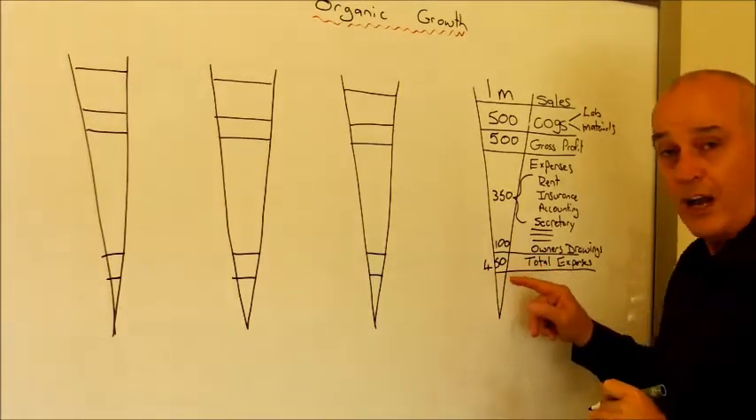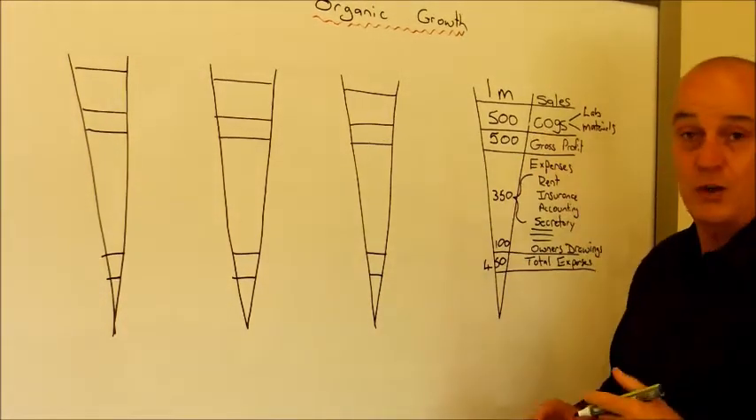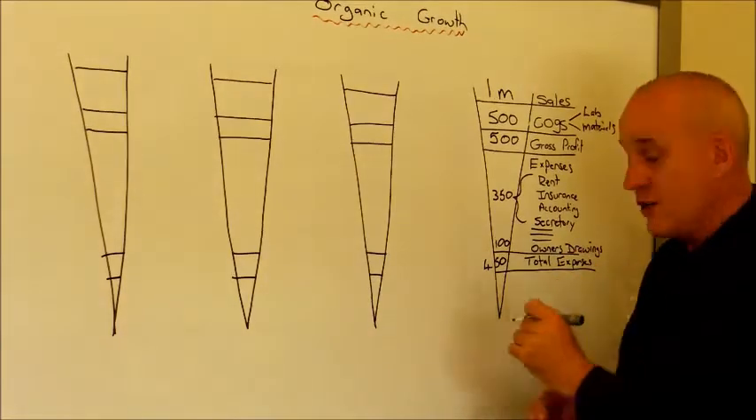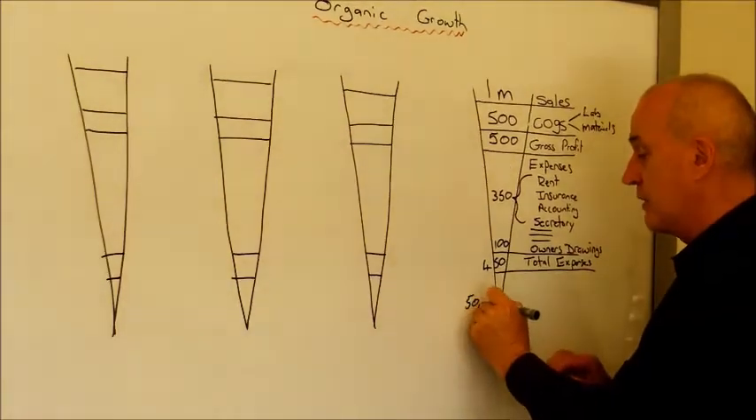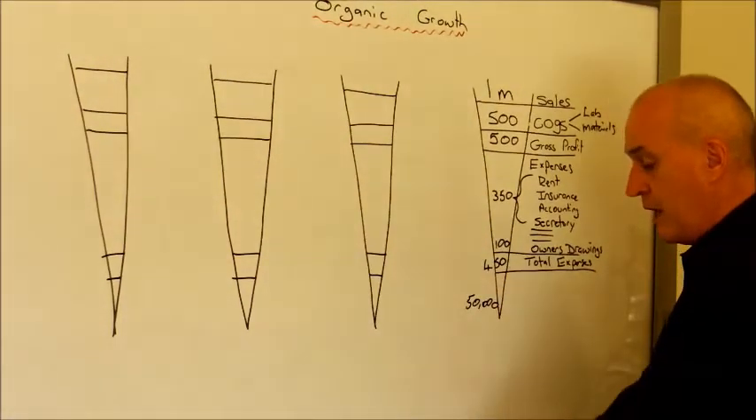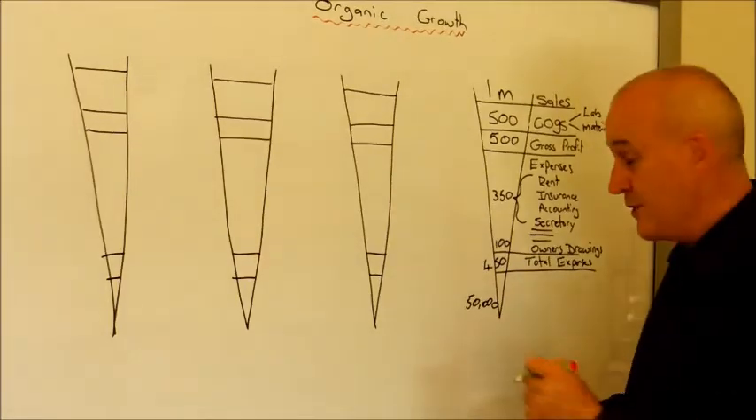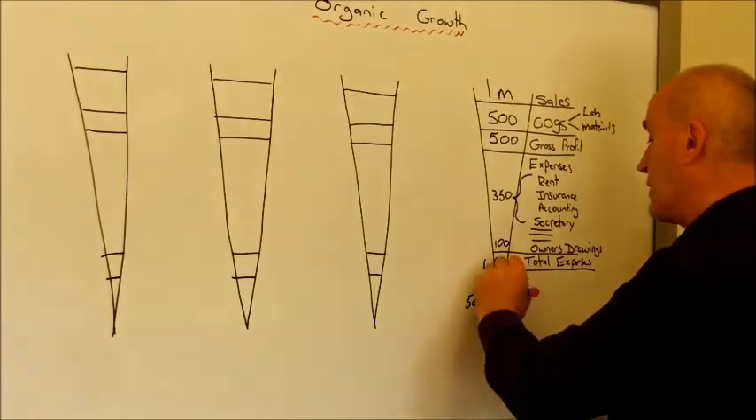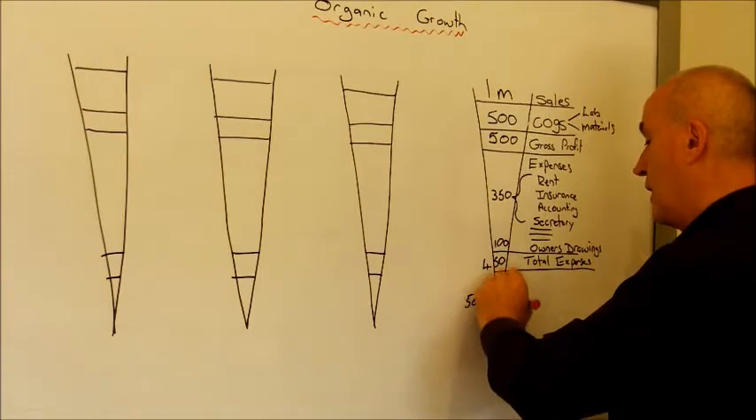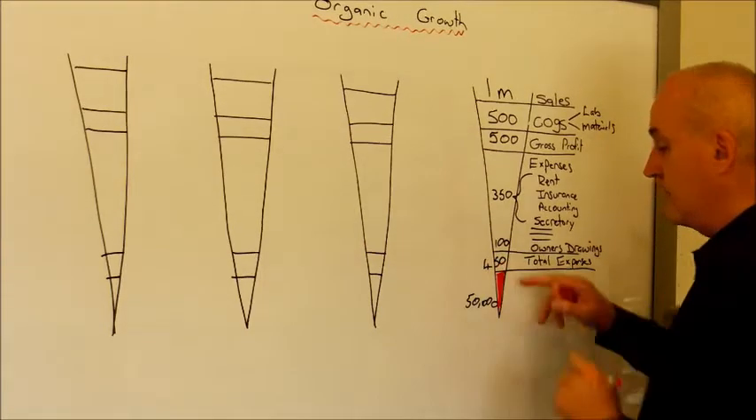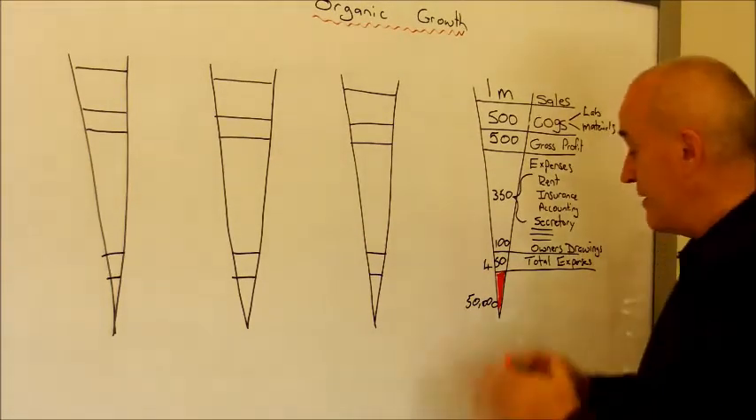Now, if you take that away from your $500,000 gross profit, you've got yourself a nice, tidy $50,000 down the bottom. Now, as far as you're concerned as the business owner, all you're going to be interested in is this little bit that's in red. And that's the ideal situation.